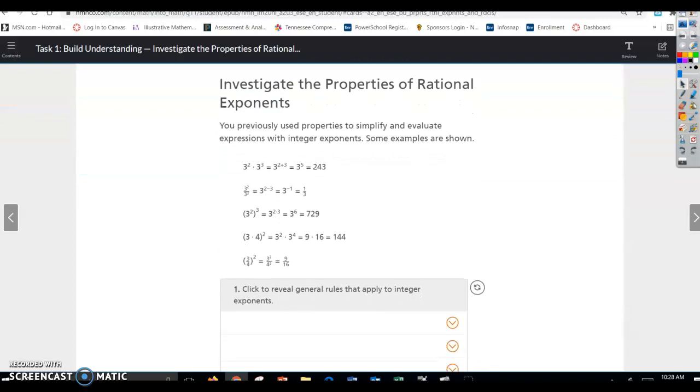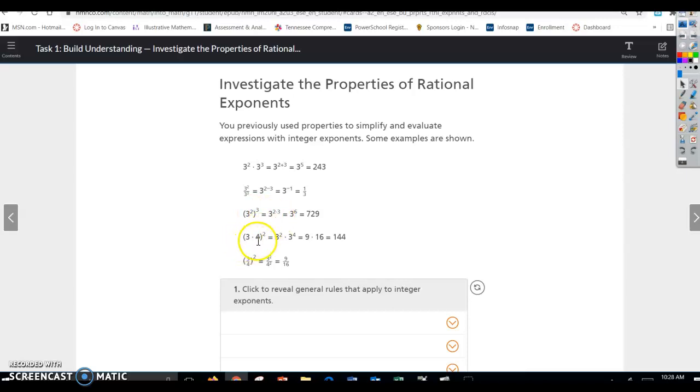Investigate the properties of rational exponents. You previously used properties to simplify and evaluate expressions with integer exponents. Some examples are shown. All right, so when you have the same base and you're multiplying, you add exponents. When you have the same base and you're dividing, you subtract your exponents. And when you have a power raised to another power, you multiply your exponents.